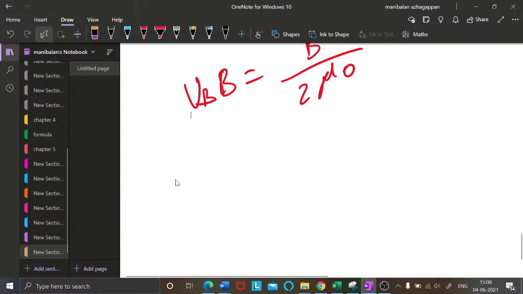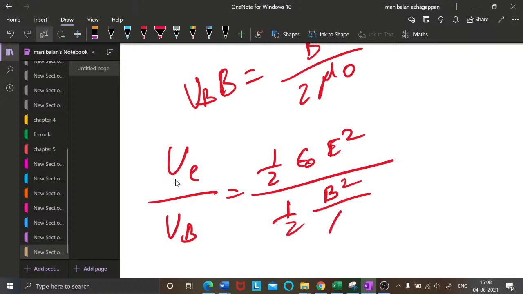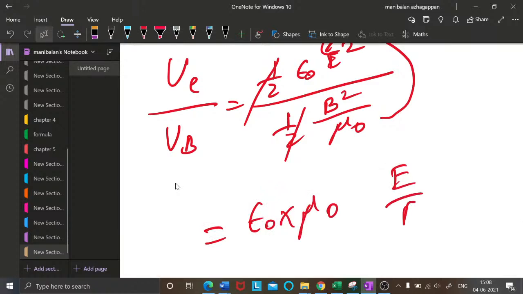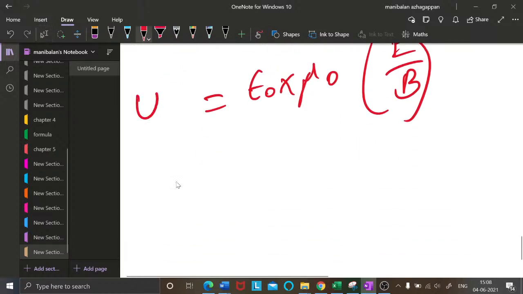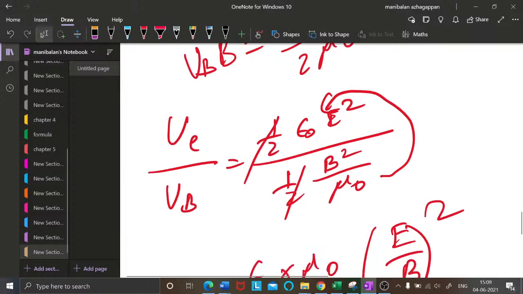See how I am going to do it. Energy in electric field divided by energy in magnetic field is 1 divided by 2 epsilon naught E square, divided by B square divided by 2 mu naught. The halves get cancelled, and mu naught goes into the numerator. So we get epsilon naught into mu naught, times E divided by B whole square, because the square is there. That's the ratio of energy in the electric field to energy in the magnetic field. Now I'm going to work it out. See what we are going to get.